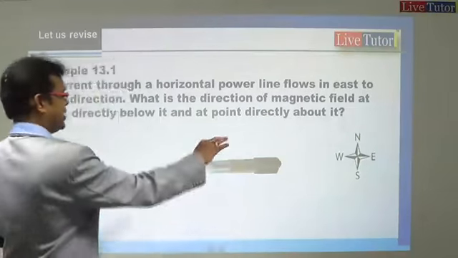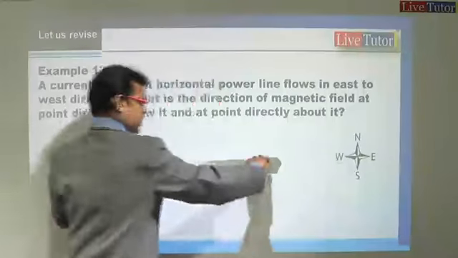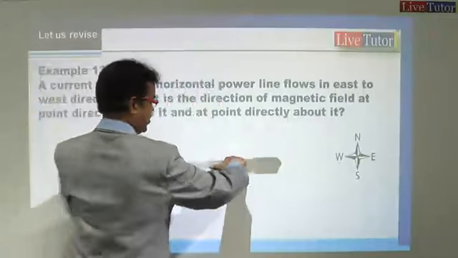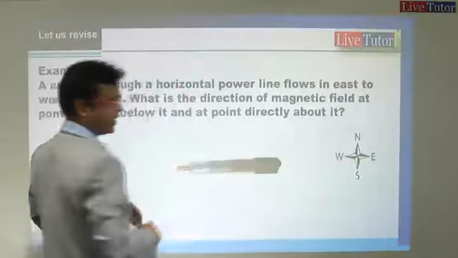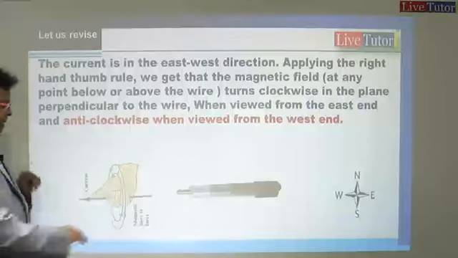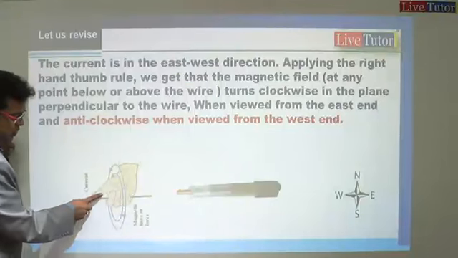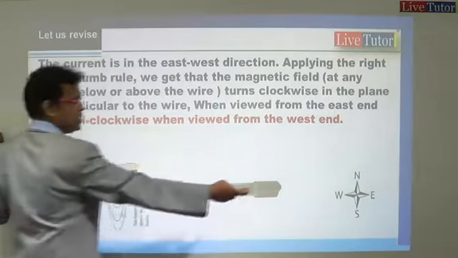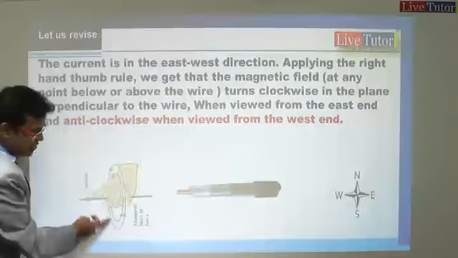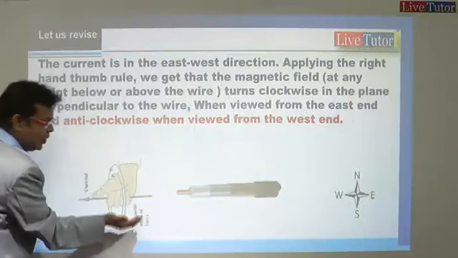Since they say the current is flowing from east to west, this is the direction. Now we have to keep the right hand this way, so the thumb is pointing in the direction of the current. Look at the diagram now. I have kept the right hand thumb so that it is pointing from east to west. Now, what is the direction of the magnetic field above the rod, and below the rod?